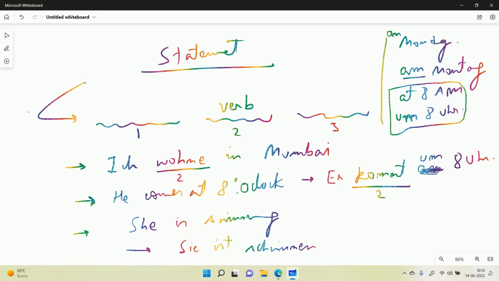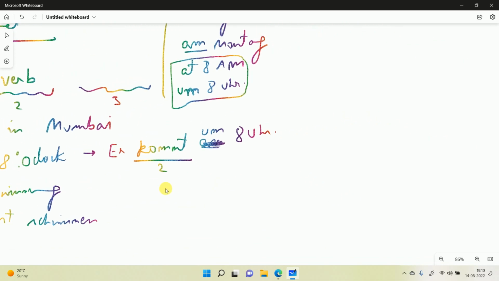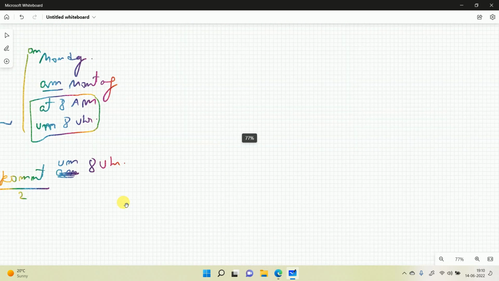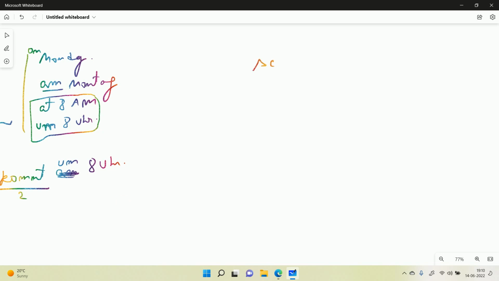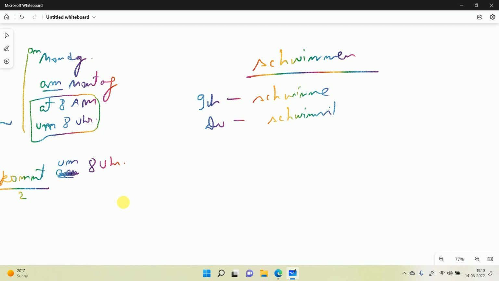See, there is some correction required in this sentence. I'll tell you in detail. When we say schwimmen, you are absolutely right. S-C-H-W-I-M-M-E-N. So now you need to conjugate it. It becomes ich schwimme. Karthik, can you tell du? Schwimmst. And then sie, es schwimmt. Okay, so now what happens?